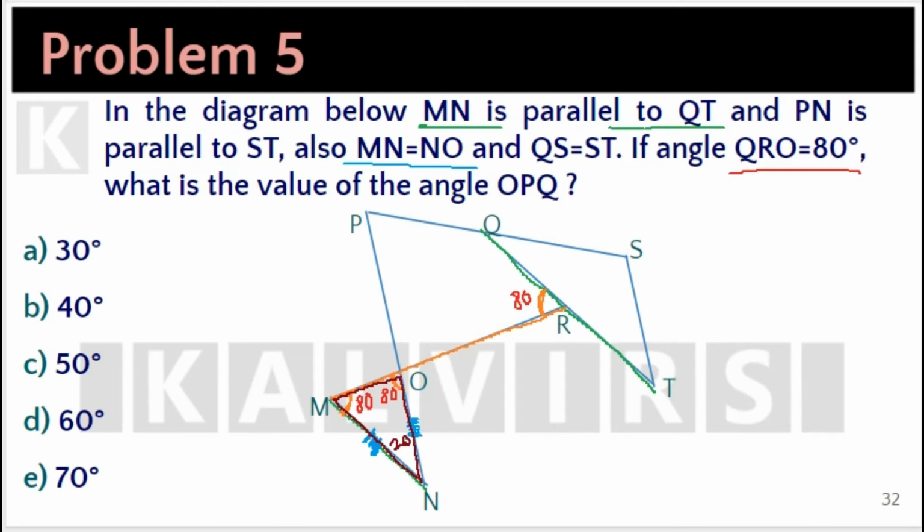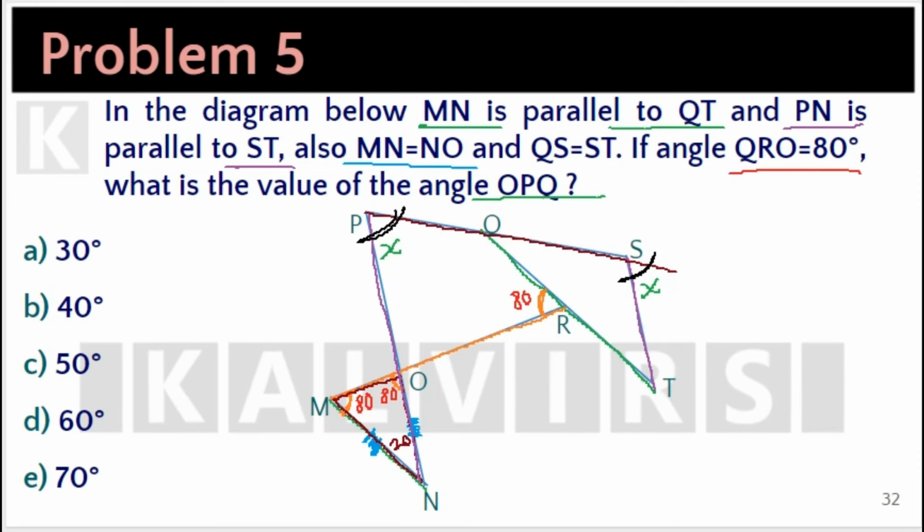Now let's focus on lines PN and ST. So here we have PN parallel to ST. That means that angle P is the same as angle S. Now we want to find the measure of angle OPQ. Let X be OPQ, X here too.